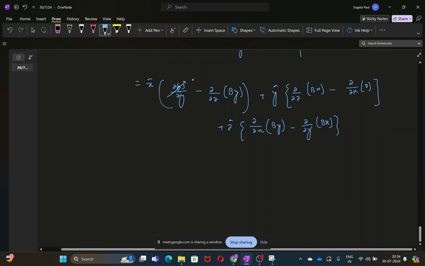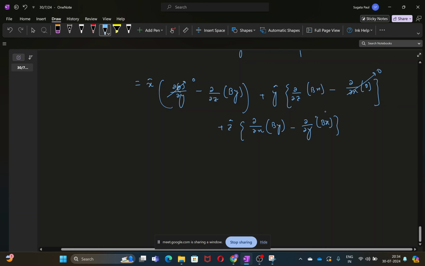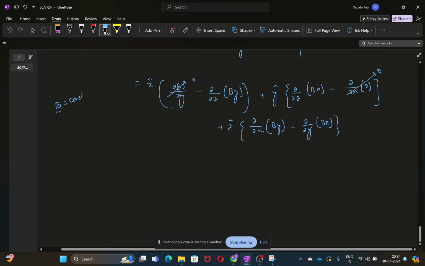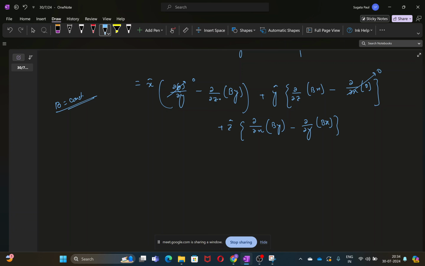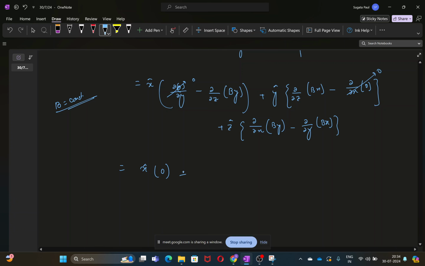Now del 0 del y is 0, because any derivative of 0 will give us 0. Similarly, del del x of 0 will also be 0. Now let us look at the other terms. Here B is a constant, the magnitude of the magnetic field, and it does not depend on x, y or z. The only other term present is y, and the derivative is with respect to z. They are independent variables, so this derivative will give you 0.